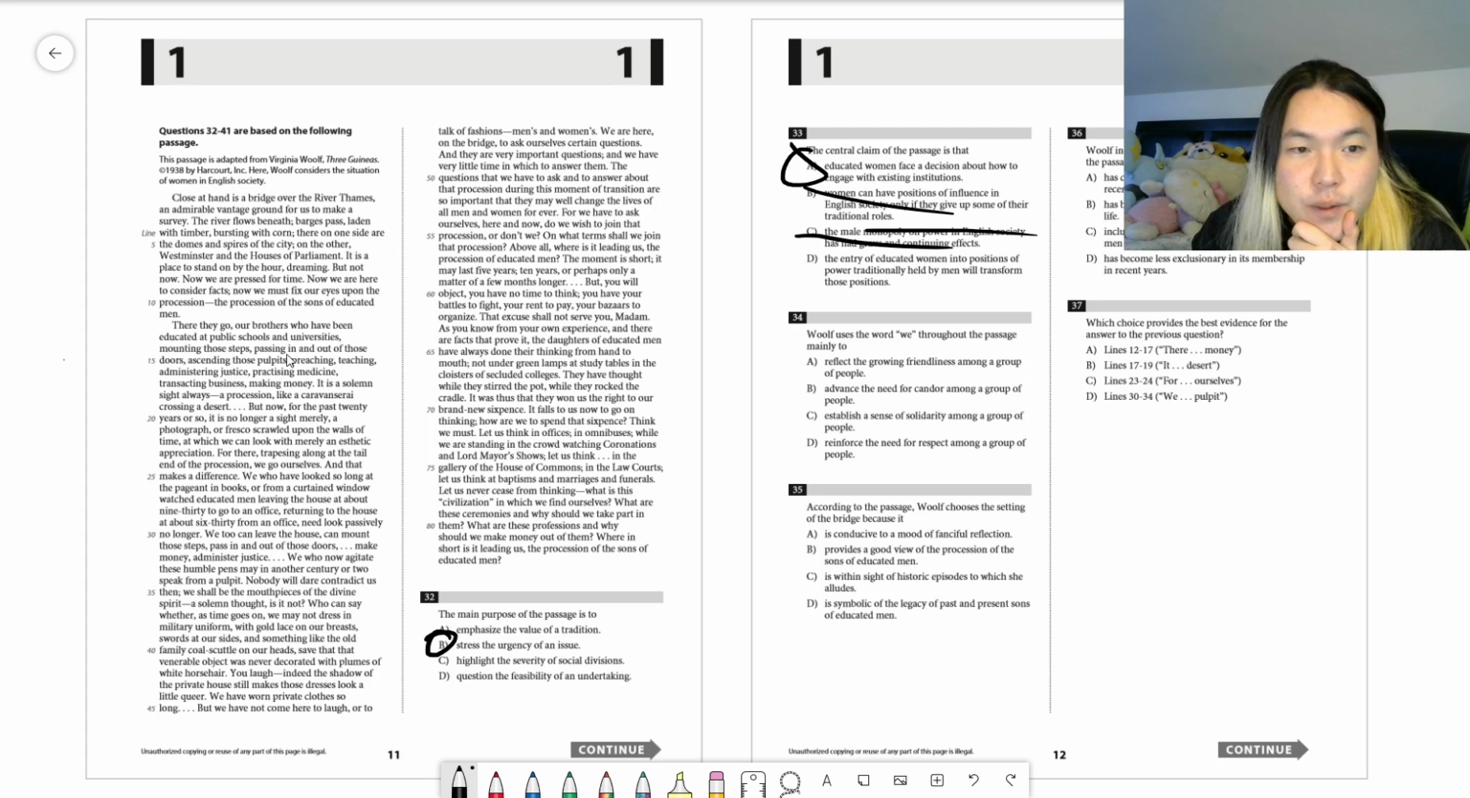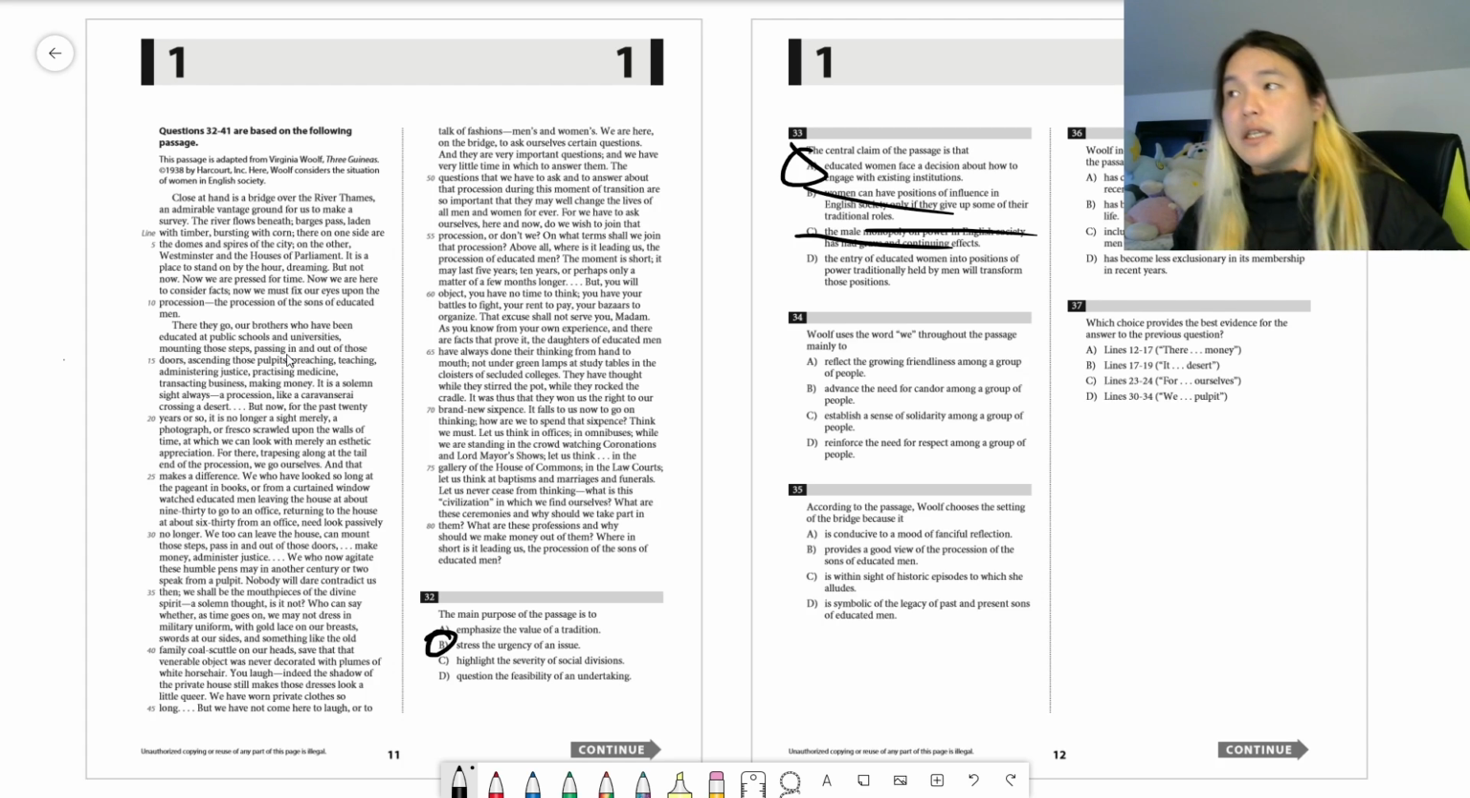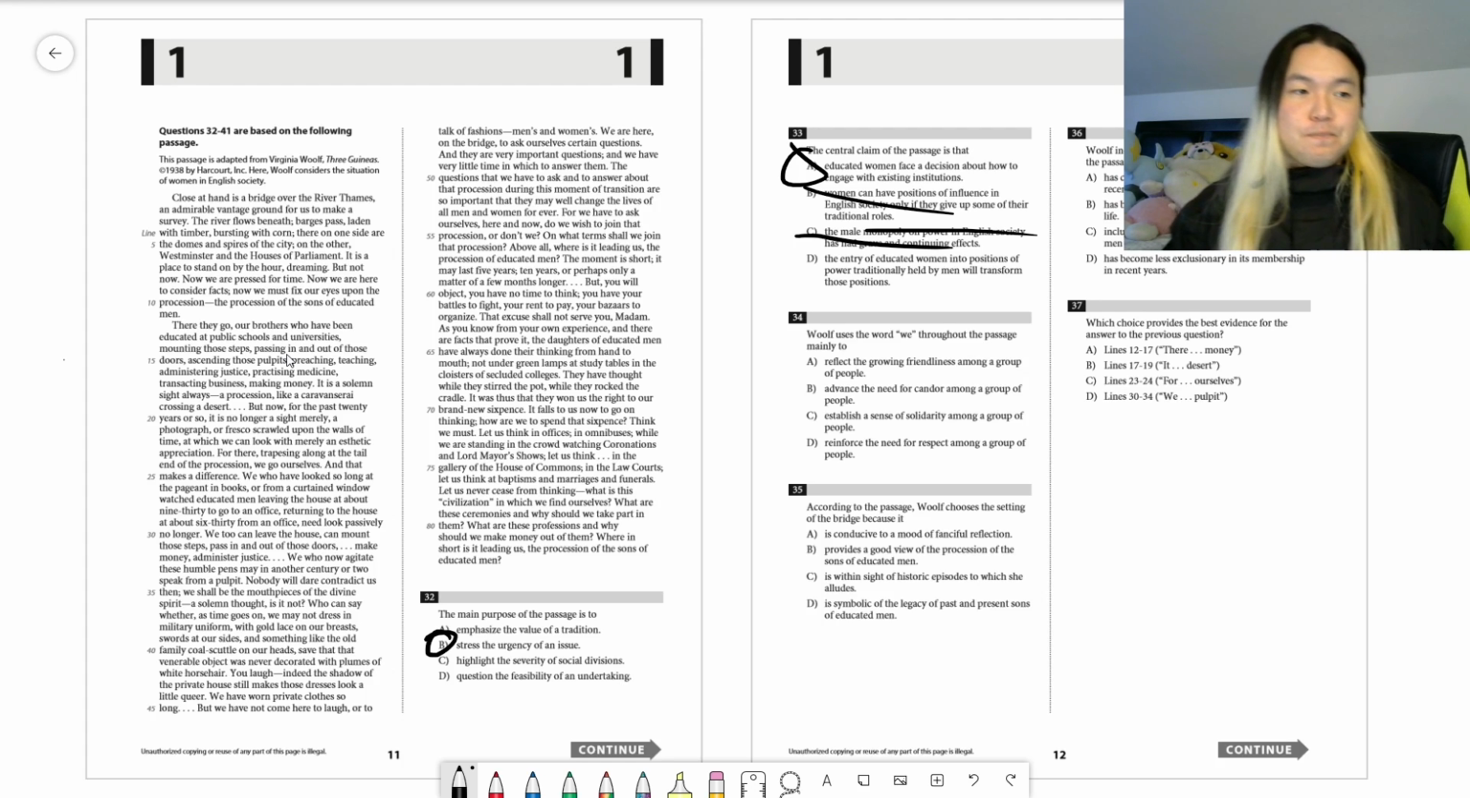34. Woolf uses the word we throughout the passage mainly to. Again, it's really important to read the excerpt. She's talking about women. If you read the excerpt, that becomes pretty clear. And I think you'll see that for a lot of questions in the reading section, the answer can just be grabbed from the excerpt.